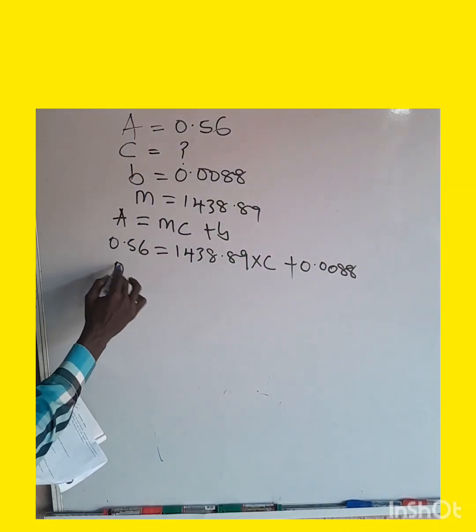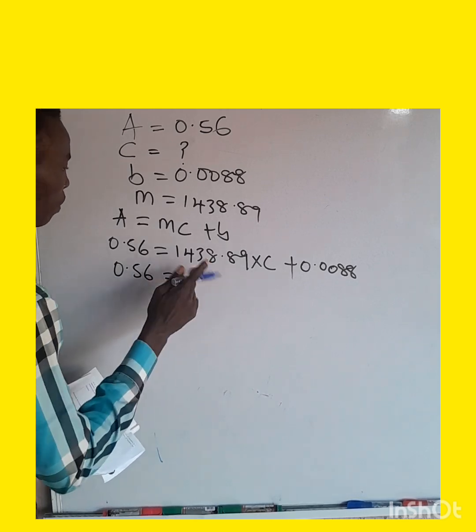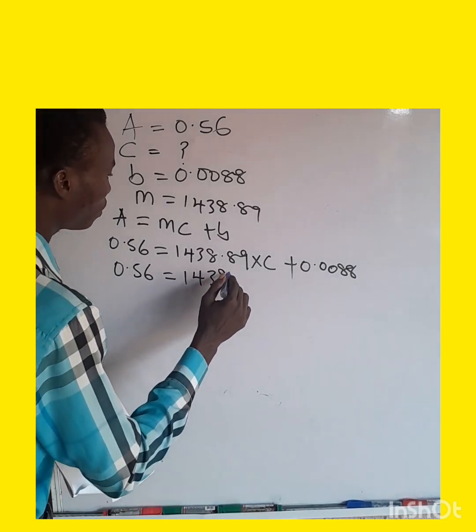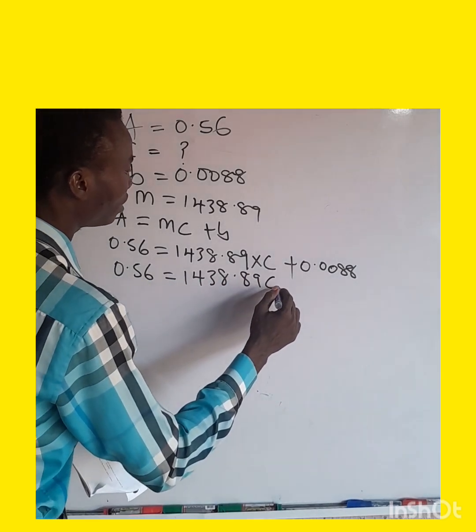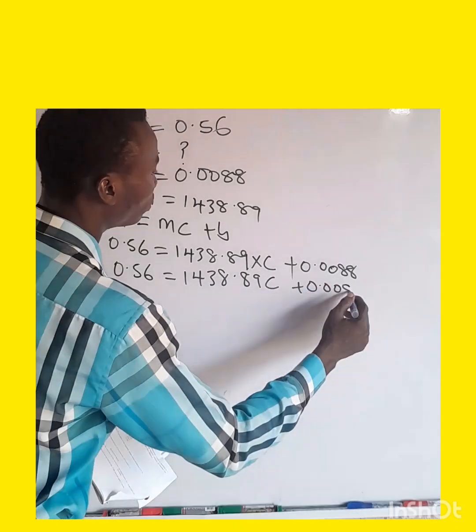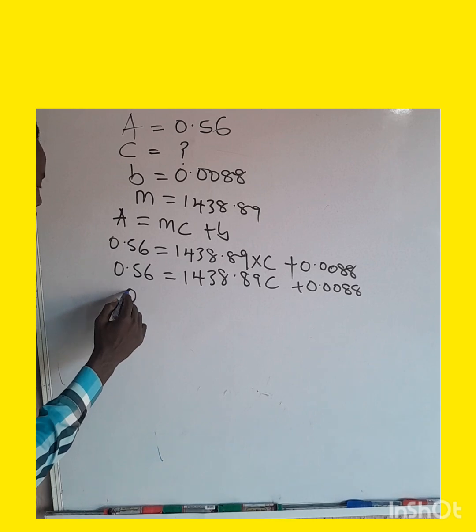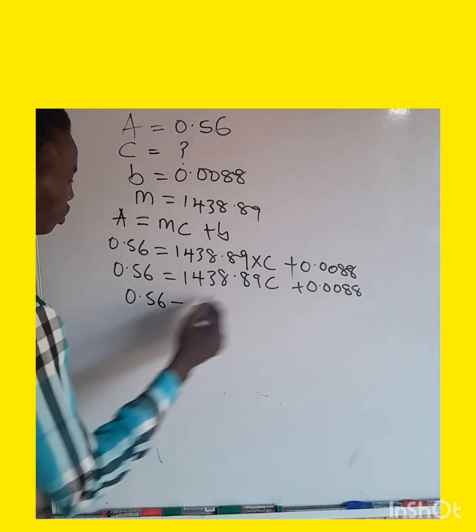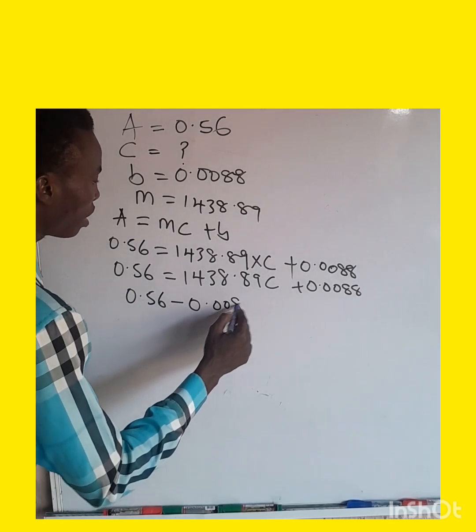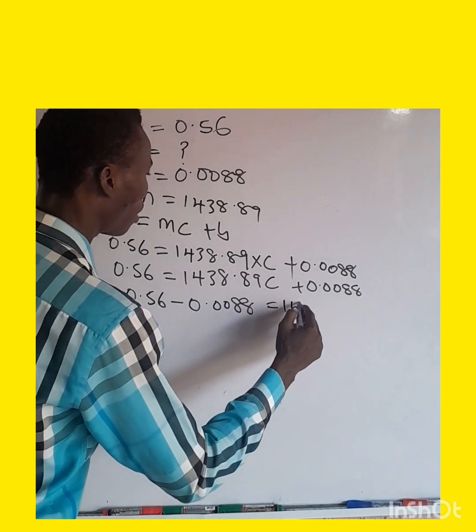So what are we going to do in this place? Now this is the next thing. 0.56 equals to 1438.89 C plus 0.0088. So what will be the next thing? You collect the like terms. You are going to have 0.56 minus 0.0088 equals to 1438.89 C.